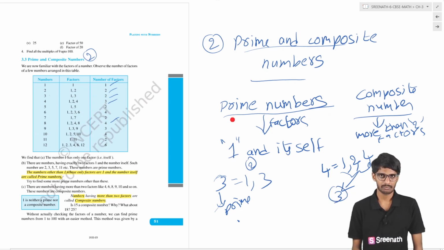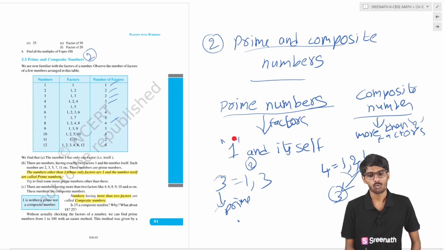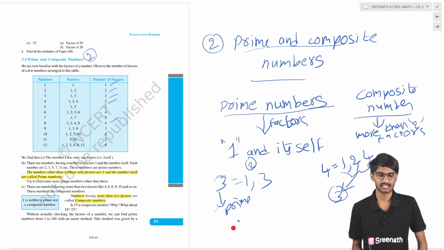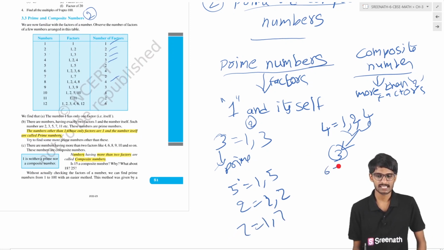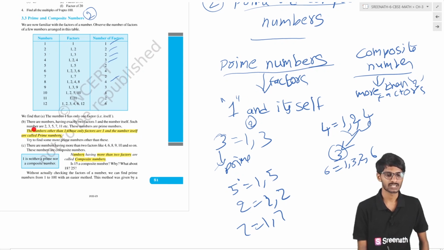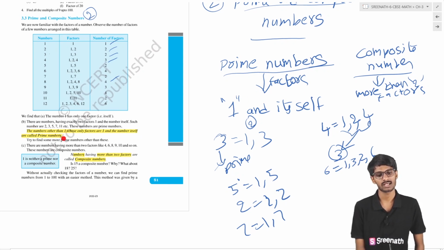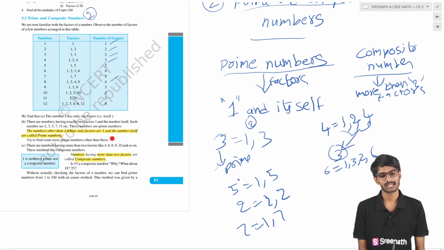So prime numbers have factors 1 and itself. Like 2 has 1 and itself, 5 has 1 and 5, and 7 has 1 and 7. All these are prime numbers. And if you take 6, it has 1, 2, 3 and 6, so it has more than two factors, so it is a composite number. So the numbers other than 1 whose only factors are 1 and the number itself are called prime numbers. Numbers having more than two factors are called composite numbers. This is what we have learned.